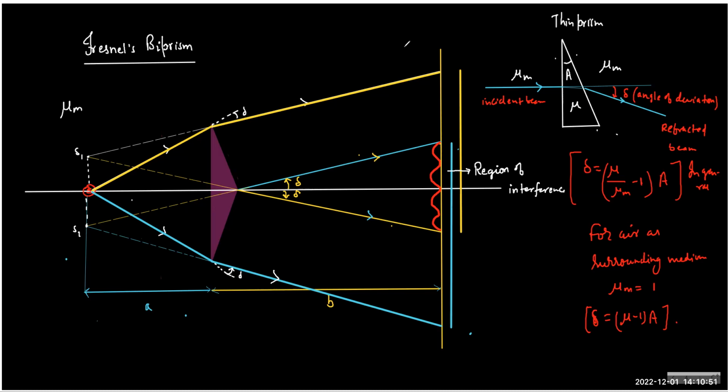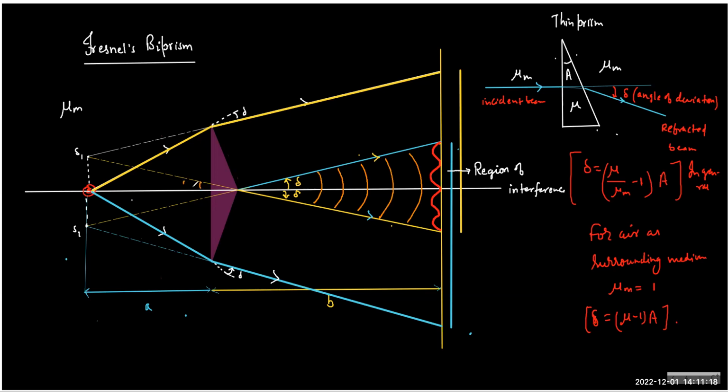So it is this region in which the light rays will interfere, like this. So the question is, what is the width of this region?